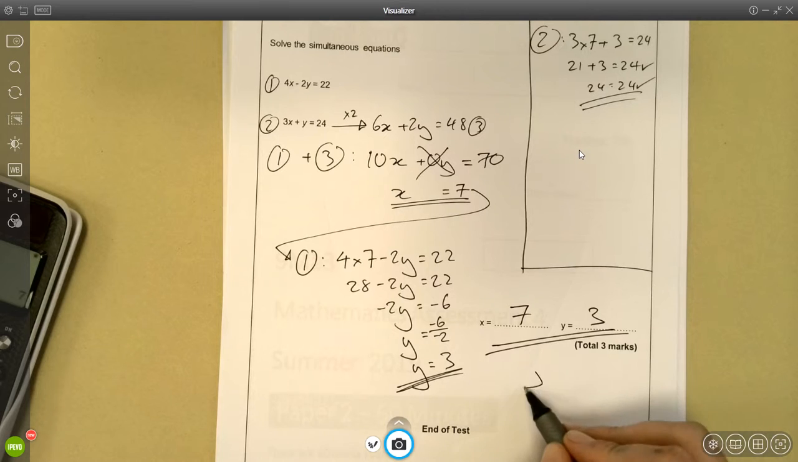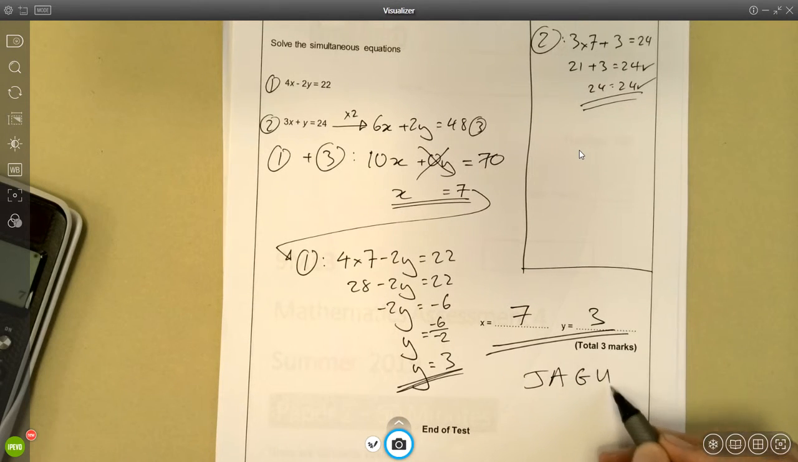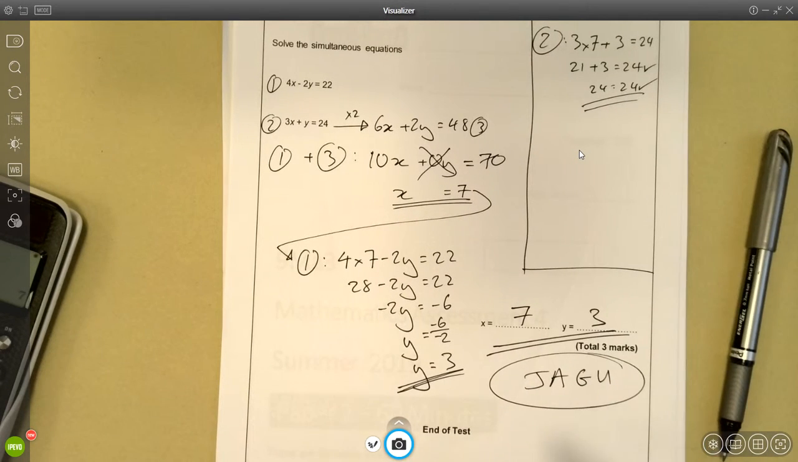Done. Job's good one. Job's good. That is not mathematical. Don't write that on your exam paper.